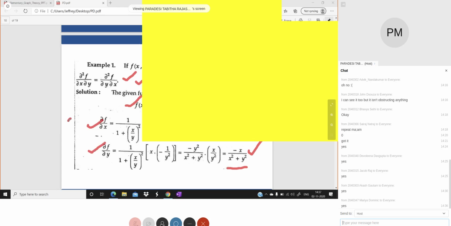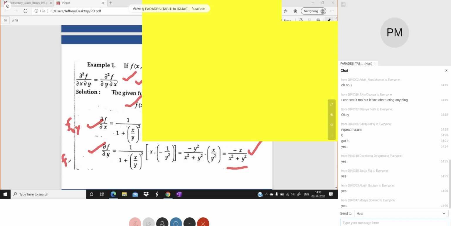That means you go to fx and differentiate that with respect to y. You would have the quotient rule coming. Or you can proceed with the product rule also.